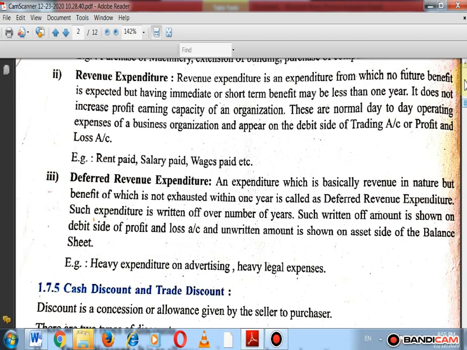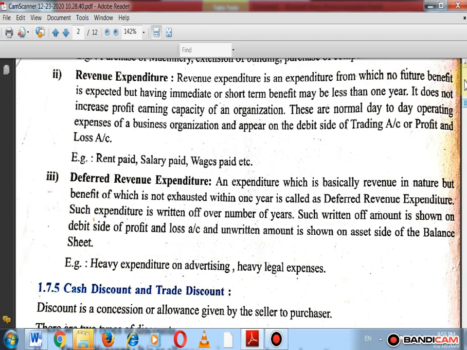Such written off amount is shown on the debit side of the profit and loss account, and the unwritten amount is shown on the asset side of the balance sheet. Okay, heavy expenditure on advertisement, heavy legal expenses. Okay, these are deferred revenue expenditure.